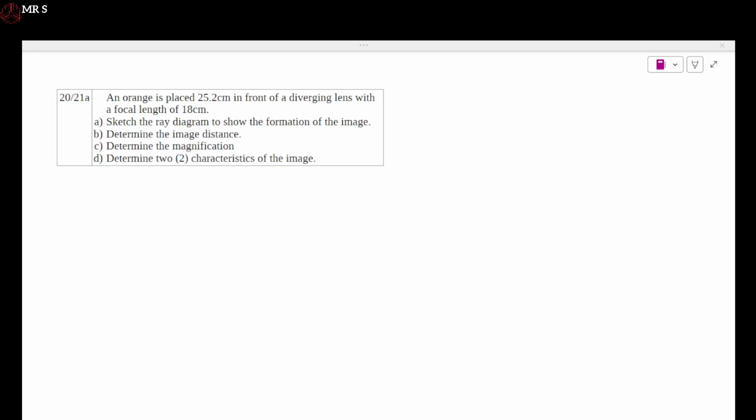Okay, so now we are looking at the question from 2021. Let's read the question. An orange is placed 25.2 centimeters in front of a diverging lens with a focal length of 18 centimeters. So that means I have my u to be 25.2 centimeters, and it is going to be positive. And then my focal length is, because it's diverging, negative 18, which is less than 0 because it is diverging.